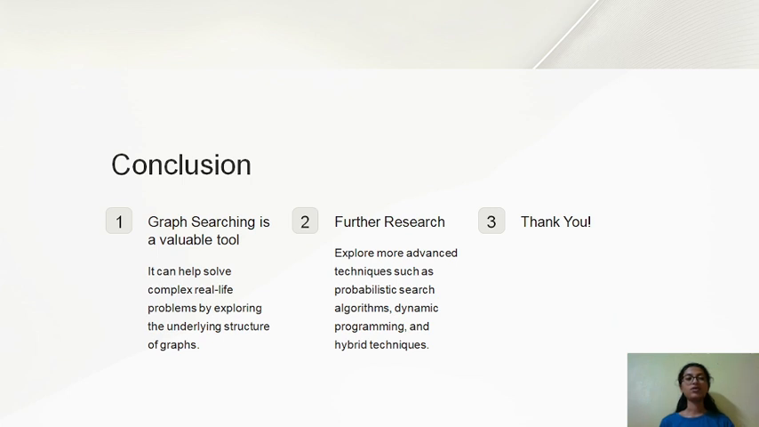In conclusion, graph searching is a valuable tool that can help to solve complex real life problems by exploring the underlying structure of a graph, and further researchers explore more advanced techniques such as probabilistic search algorithms, dynamic programming, and hybrid techniques. So that's all about graph searching, and we had an overview of it.